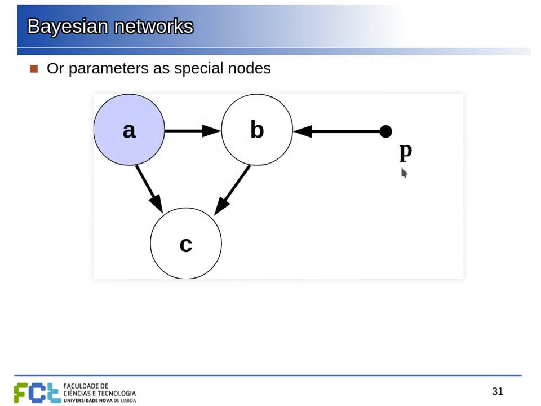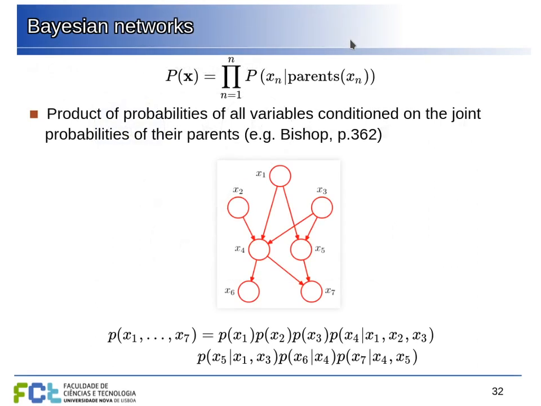Note that parameters are not really random variables. They are set by some process in our model, and so we can represent it as a special node like this. But in any way, the idea here is that using this model, we can specify the conditional relations between the different variables, and then we can easily compute the joint probability distribution as a function of these variables.